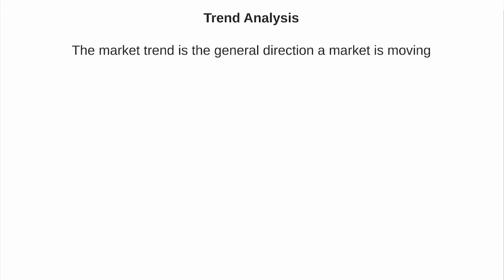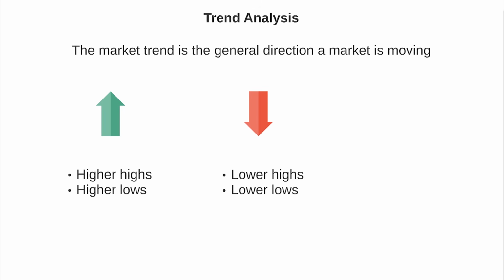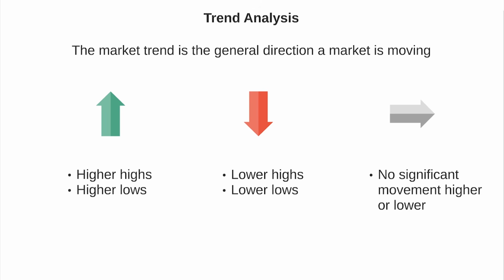Let's start with trend analysis. Put simply, the market trend is essentially the general direction a market is heading. A market can trend in three directions: up, down, and sideways. A market that is said to be in an uptrend typically will be making higher highs and higher lows, as a market in a downtrend will be making lower lows and lower highs. A market trending sideways will typically not be making any significant progress, higher or lower.